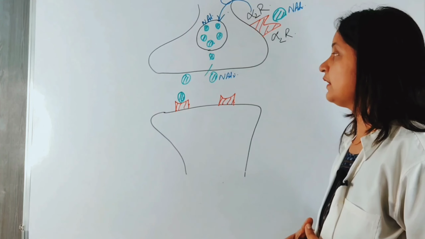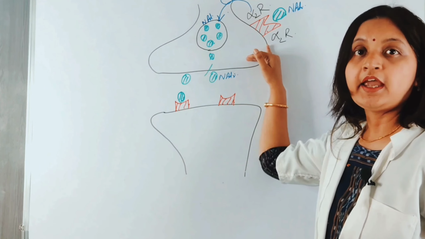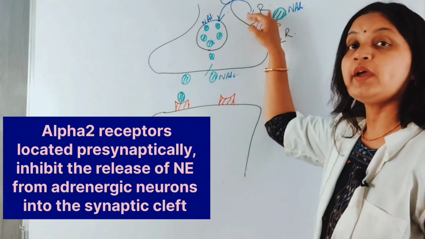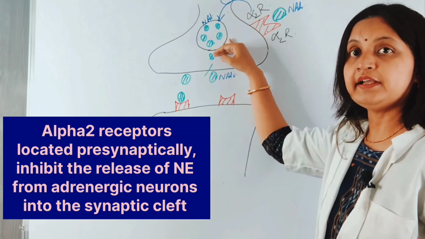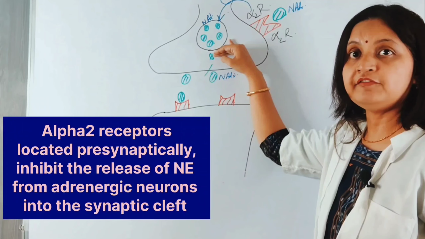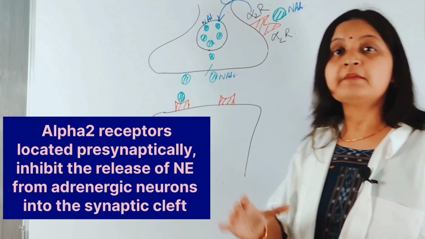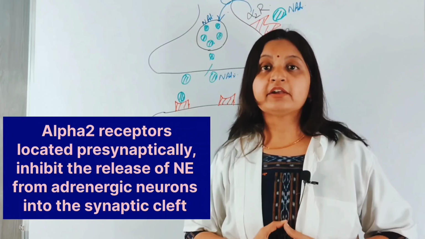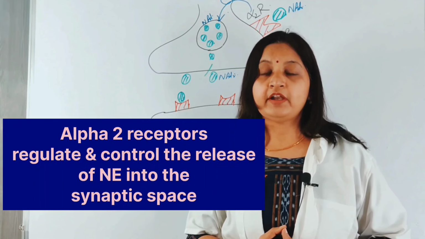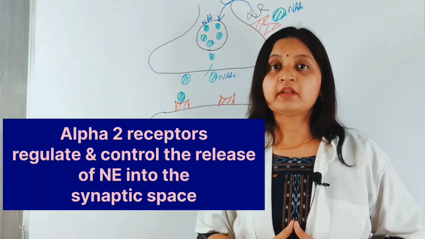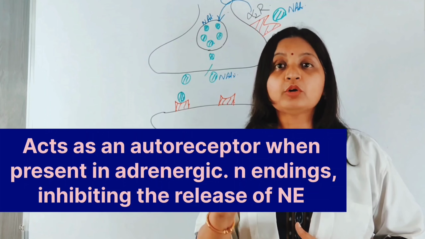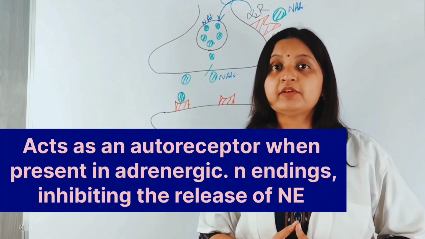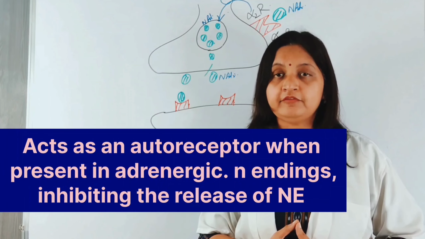The alpha 2 receptors are located presynaptically in the adrenergic neurons. The function of alpha 2 receptor is to inhibit the release of noradrenaline from the adrenergic nerve terminals. So it serves as a part of a negative feedback loop, helping to regulate and control the release of norepinephrine into the synaptic cleft. Alpha 2 receptor acts as an autoreceptor when it is present in the adrenergic nerve endings, inhibiting the release of noradrenaline from the nerve terminals.